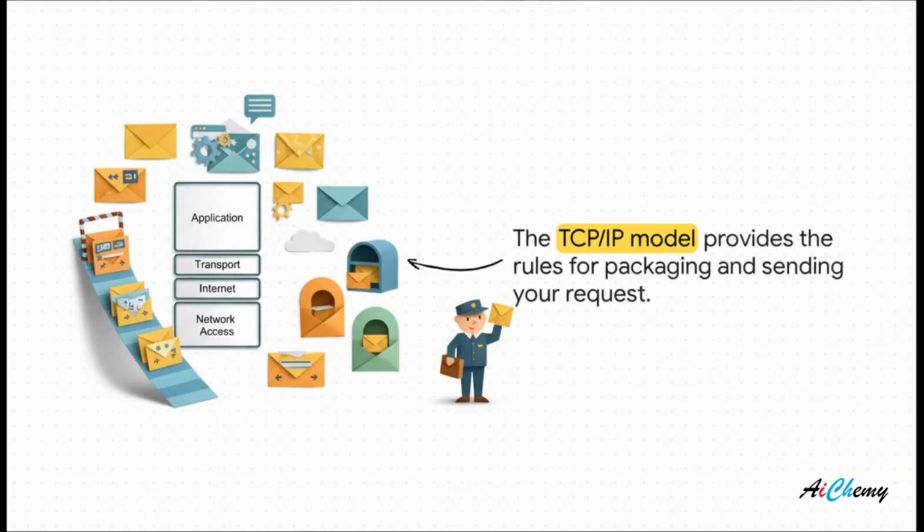And that's exactly where something called the TCP/IP model comes into play. It's basically the internet's super efficient post office. It's a set of rules, or layers, and each layer wraps your request in another layer of information, getting it ready for its big journey.